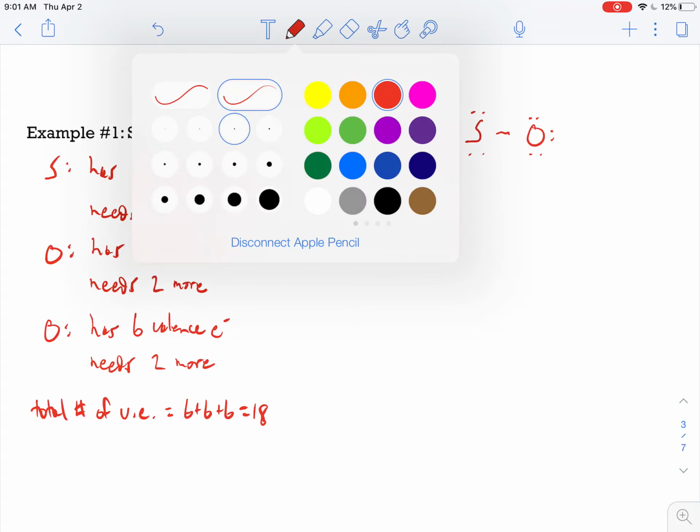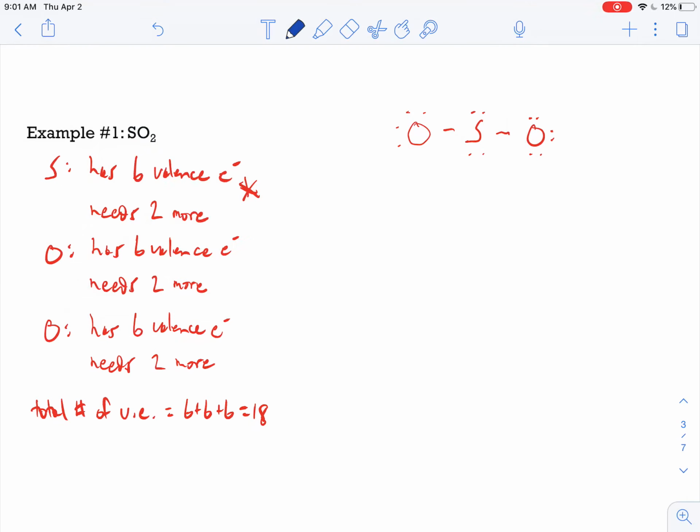So now what I want to do is check to see if we have satisfied the octet rule for these. If I look at our oxygen, look at our electrons contained here, right, we have 6 from lone pairs plus 2 from the single bond, so that's good. Then we get to that sulfur in the middle.